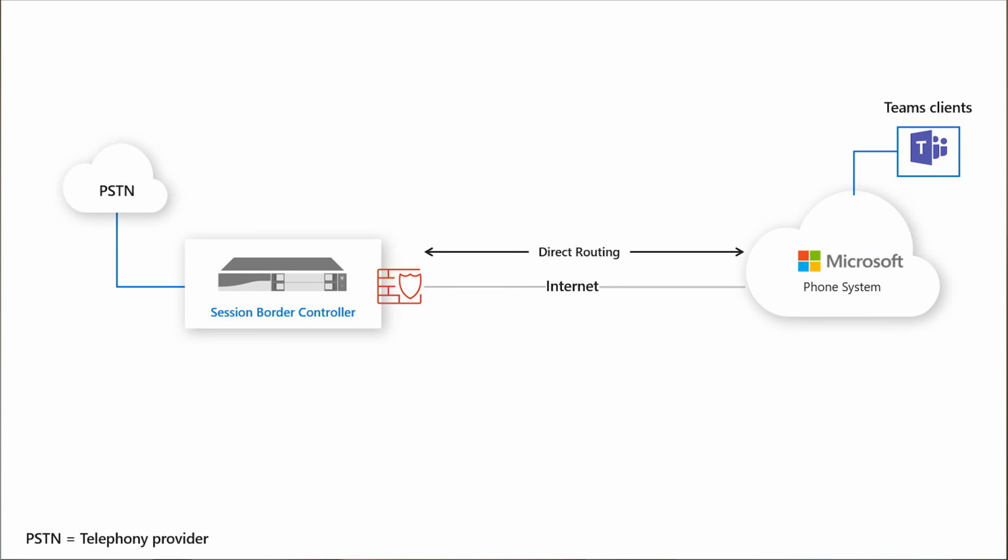You have two options, either direct routing or calling plans. For direct routing, you will need a device. That device is called a Session Border Controller, SBC, to broker the connection between your telephony provider and the Teams Phone System. There's a list of certified SBCs on aka.ms/SBCs. Some of these SBCs can also be survivable branch appliances. What this means is that if your internet connection fails, you will still have phone functionality that is working.